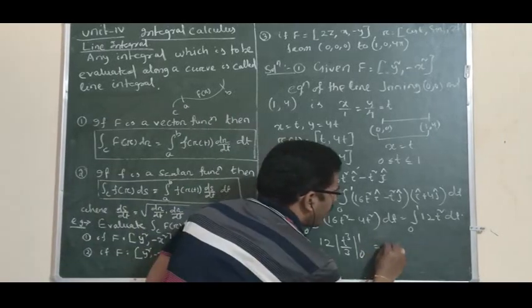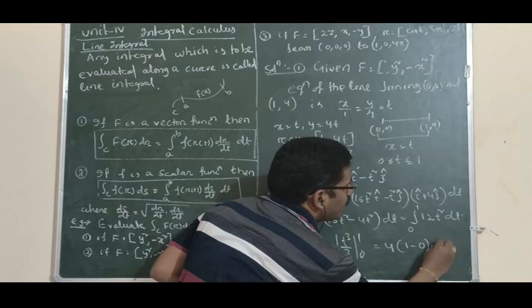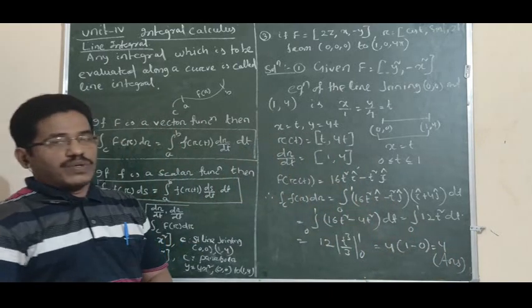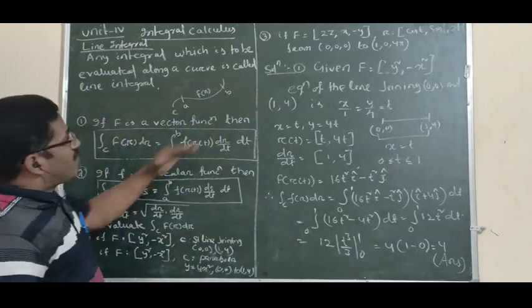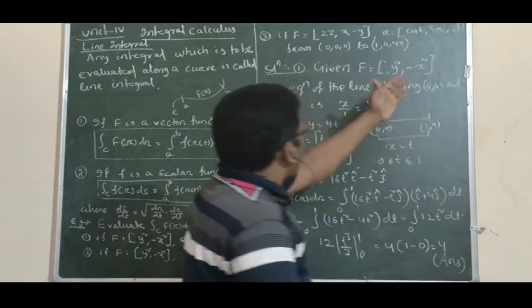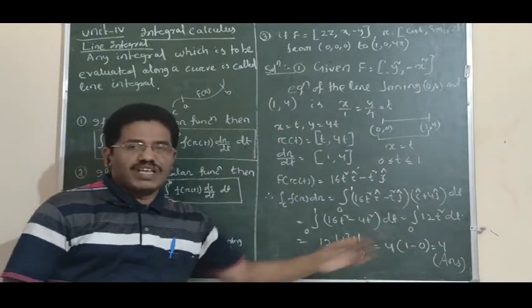So we got here 4. This is 1 minus 0, equal to 4. This is known as your required solution. So this is the solution of your first question. If f equal to y square comma minus x square, so we got the solution is 4.